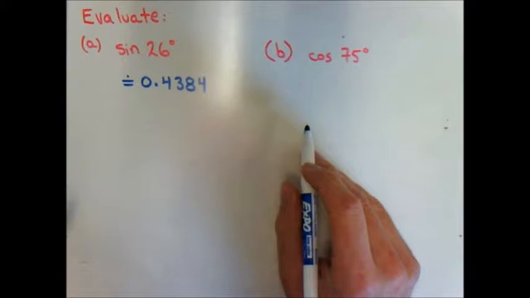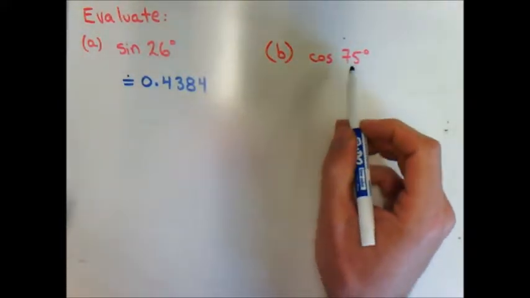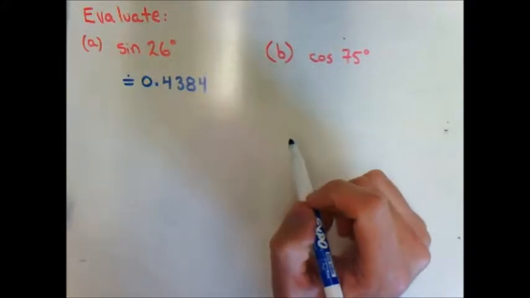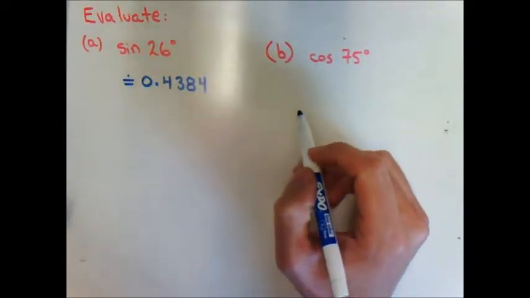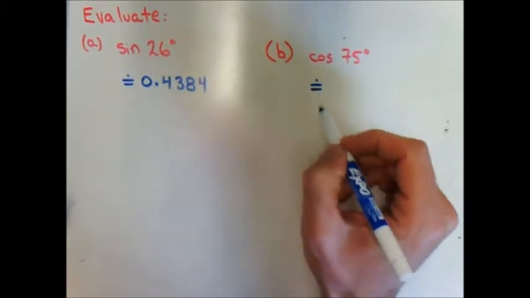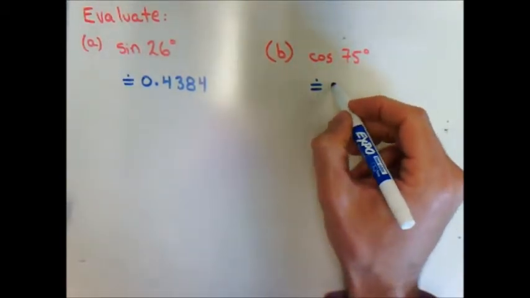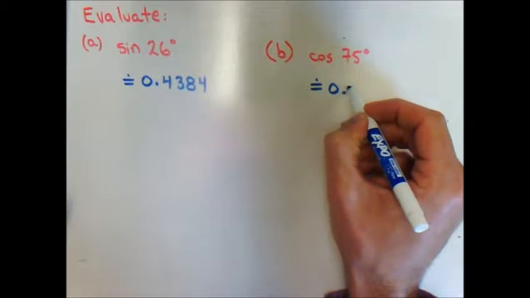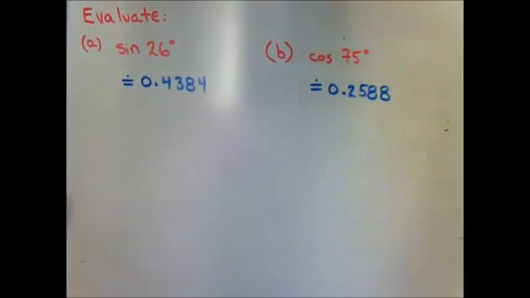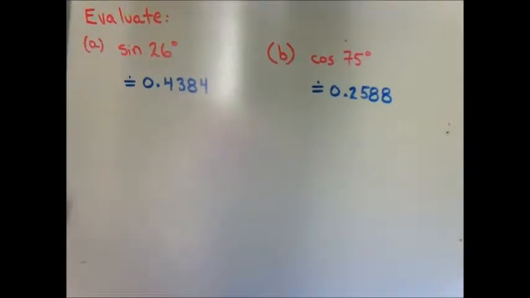Go ahead and try to calculate on your calculator the cosine of 75 degrees, but we need to ensure that our calculators are in degree mode. When you've done that, you can check your answer on the board. And we'll move on to example 3.